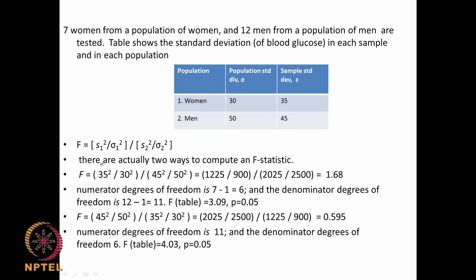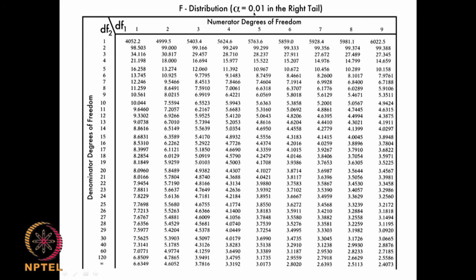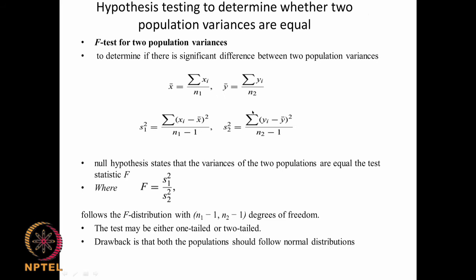Either way, whether we put the variance of the men in the numerator and the variance of the women in the denominator, or the variance of the women in the numerator and the variance of the men in the denominator, this table is very useful, be it for a 95% confidence interval or a 99% confidence interval. The F test looks at 2 population variances and determines if there is a significant difference between the 2 populations.